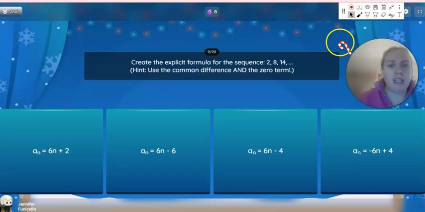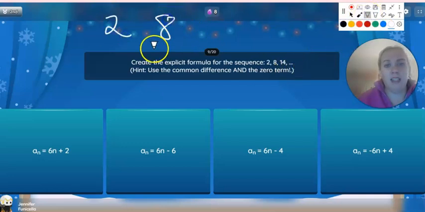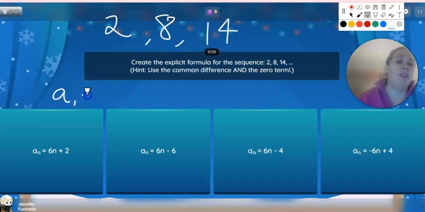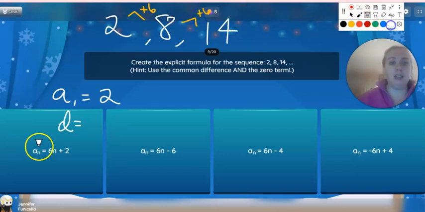Question 9. Create the explicit formula for this sequence. So we have 2, 8, and 14. Our first term is 2. Our common difference is, let's take a look, 2 plus 6 is 8. 8 plus 6 is 14. So our common difference is 6.